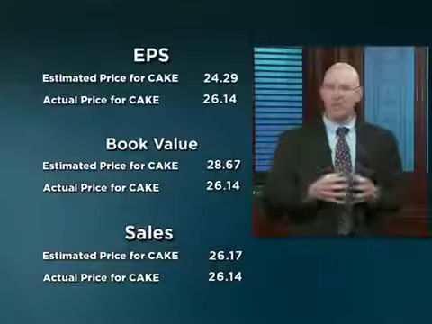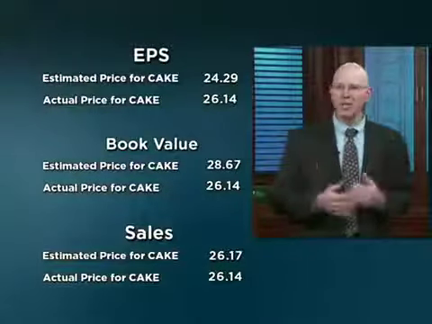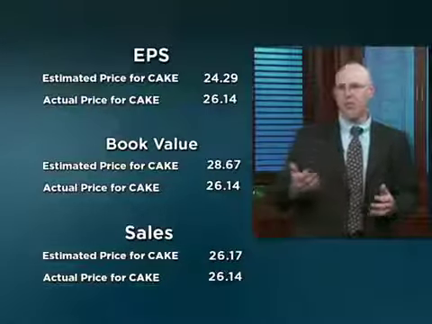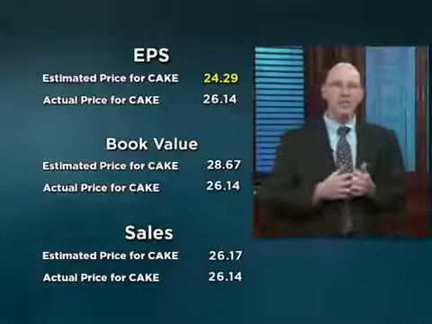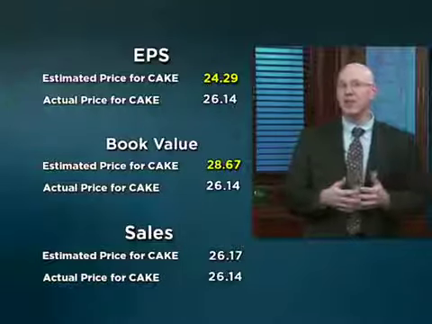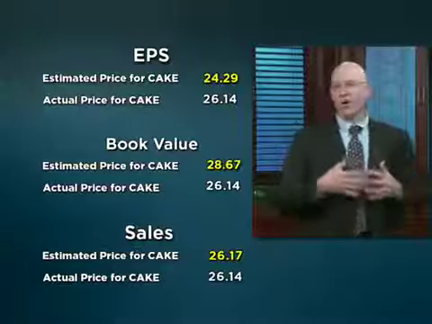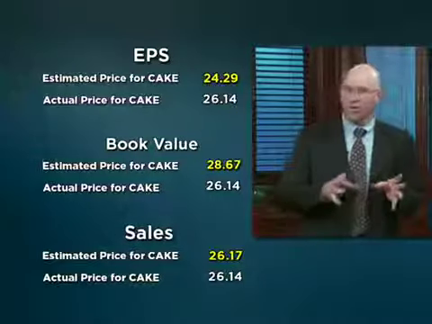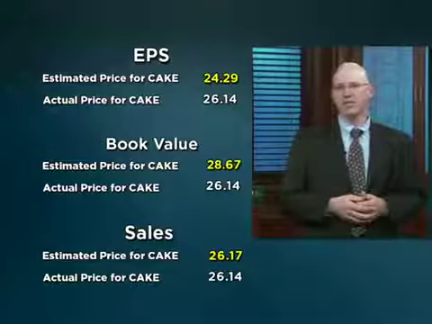Wow! Notice that for the Cheesecake Factory, the method of comparables produced estimates of the price that were fairly close together, and in fact, in one case, was almost exactly equal to the current market price. The earnings multiple gave a value of $24.29. The book value multiple gave a value of $28.67, and the sales multiple gave a value of $26.17. These estimates are not only close together, they're all pretty close to the Cheesecake Factory's actual stock price of $26.14.